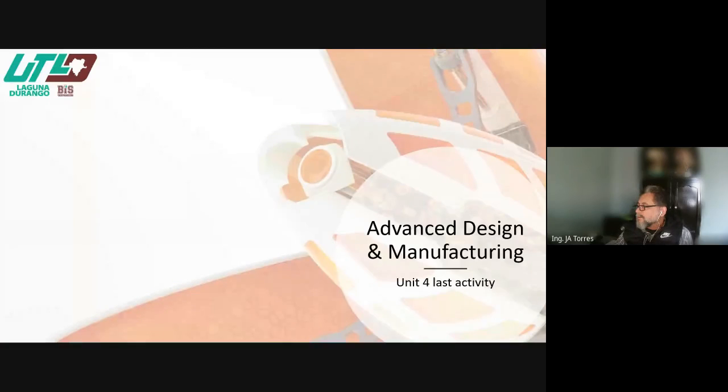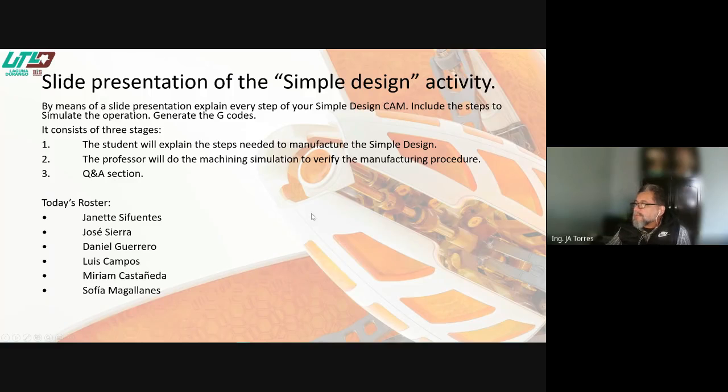Okay, today we're going to have our last activity. We're going to summarize all the topics we saw last week, and you're going to make a presentation of your simple design activity that you did last week. You need to include all the steps to simulate the operation, also to generate the G codes. And we are going to have 3 stages or steps in this presentation.